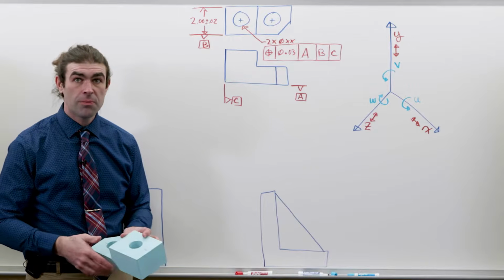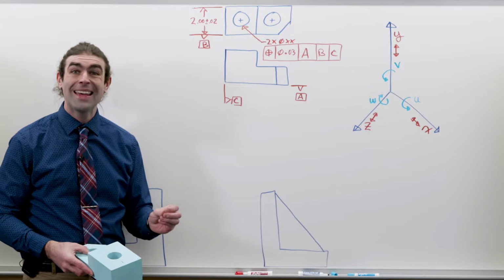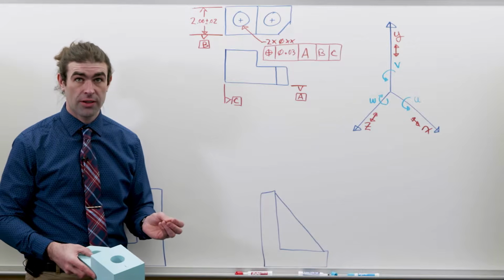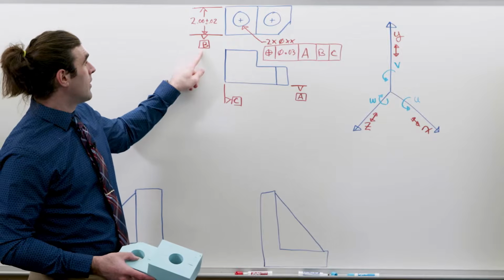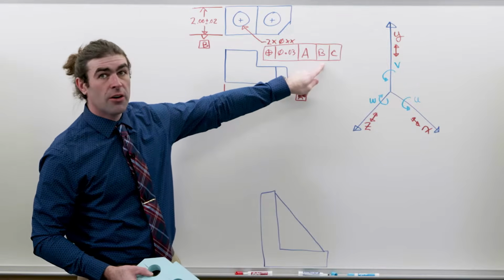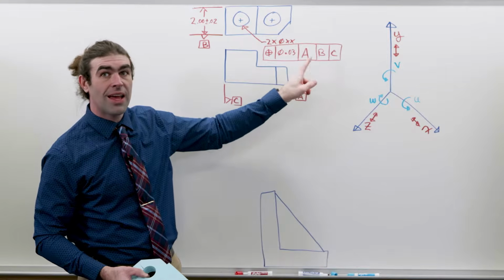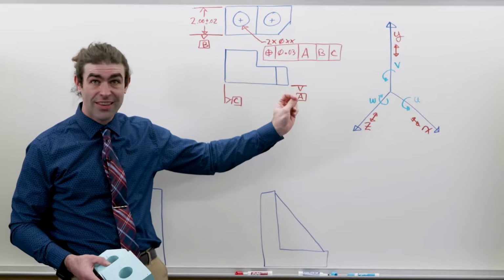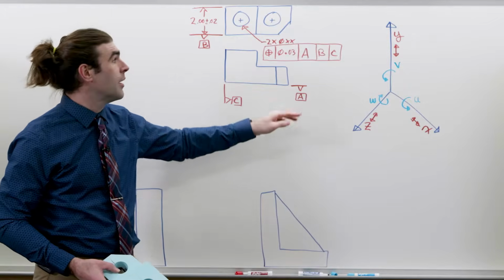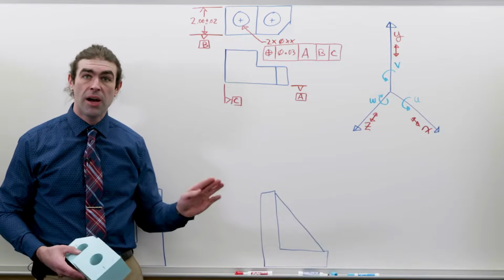Another thing I want to mention is that when your datum is a feature of size, it does have a material condition, just like any other feature of size. So in this case, datum B is shown here. It applies regardless of feature size. Datums A and C do not. They're planes. They don't have size. They're not features of size. But datum B could have the MMC modifier.